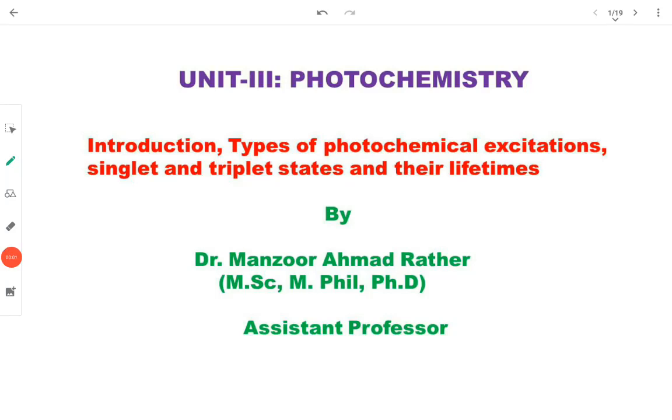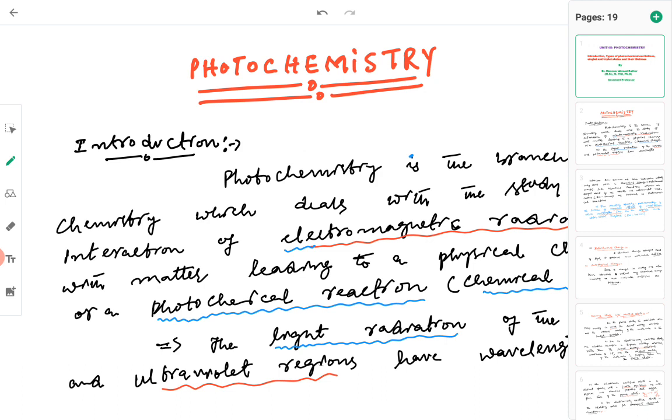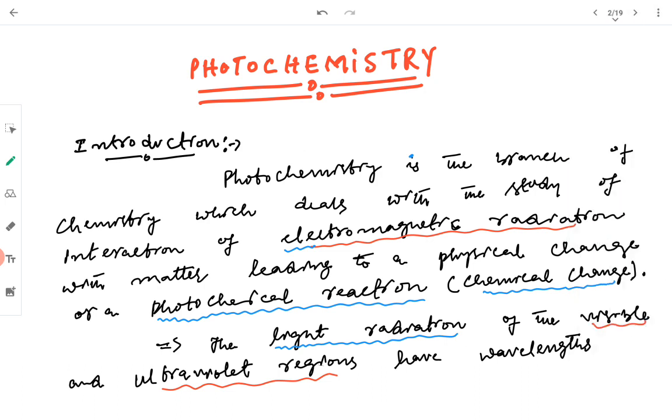Today's lecture we are going to start with the basics of photochemistry. We have completed 2 units. Today we are going to start unit three, which is photochemistry. In this lecture, we will start with the basics of photochemistry, and we'll see different types of photochemical excitations, singlet and triplet states, and we'll see their stability and their lifetimes. So we'll start with the introduction of the basic definitions of photochemistry.